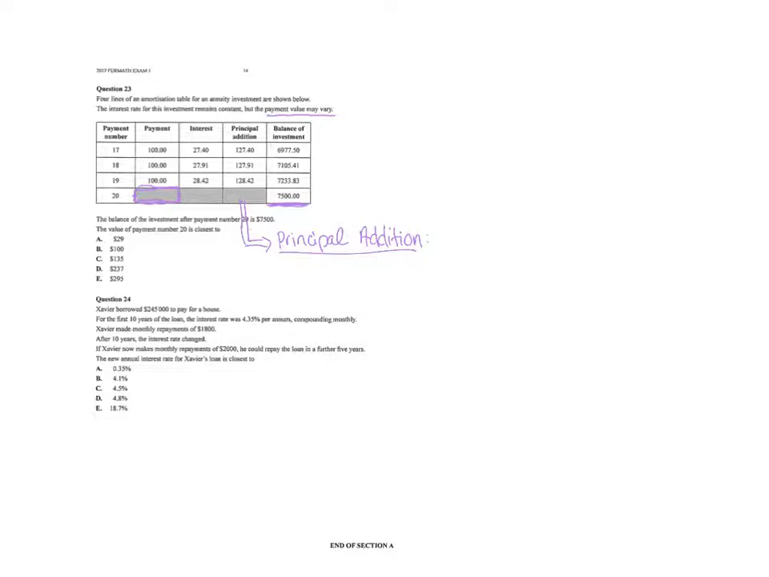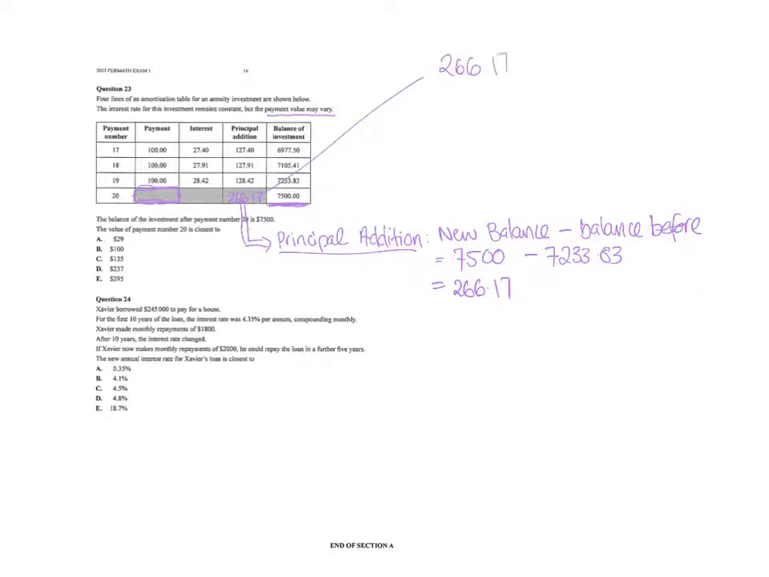So if you do the new balance minus the balance before, we should get the principal addition. So what was essentially added to the account. So 75,000 minus 7,233.83 equals 266.17. So we've got that there. So the payment, if that's how much was added, but included in this 266.17, that was essentially made up of the payment that you added, or whoever's investing, plus the interest.